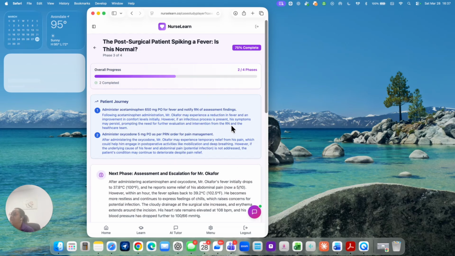We were doing great. While assessing the surgical site was the correct choice, it would also be important to immediately document the findings and any pertinent changes, such as the patient's new symptoms and vital signs, before reporting to the RN.